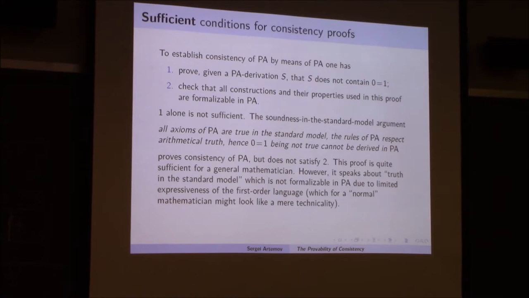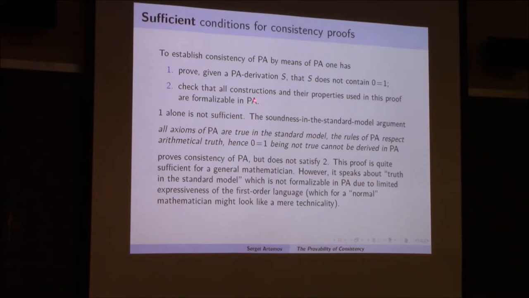So in order to establish the contentual consistency of PA, the real original consistency of PA, by means of PA, we have to do two things. One, prove, given the PA derivation S, that S doesn't contain 0 equals 1: give the reasoning which starts with S and ends up saying that hence S doesn't contain 0 equals 1. Two, the reasoning should be formalized: check that all constructions and the properties used in this proof are formalizable in PA.